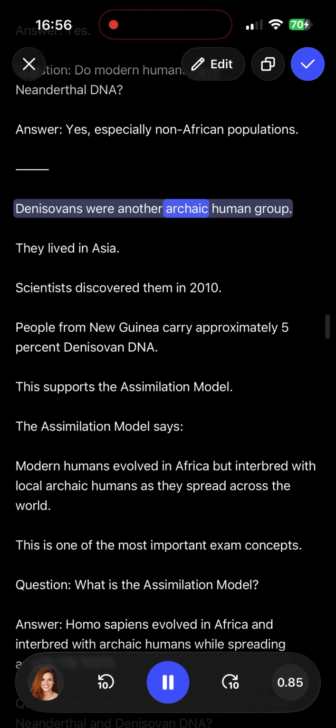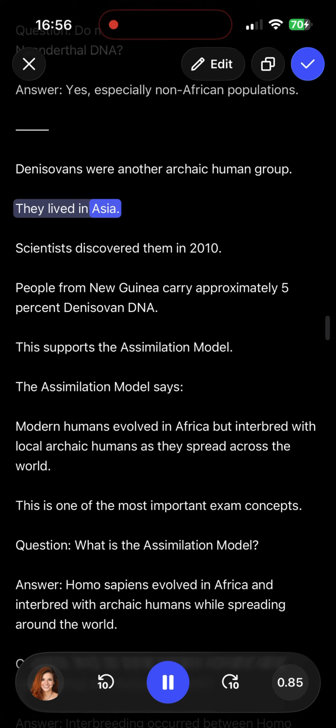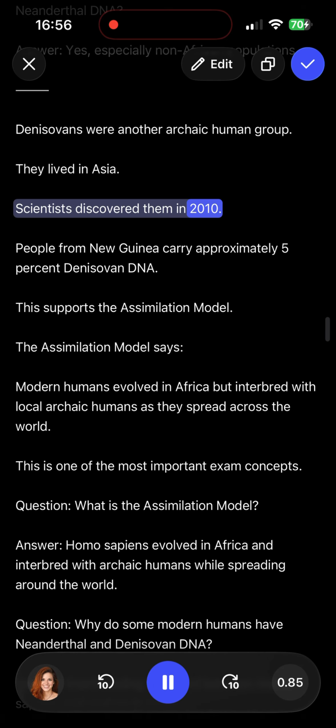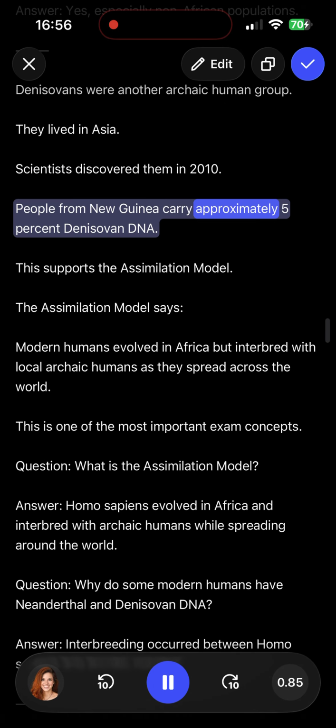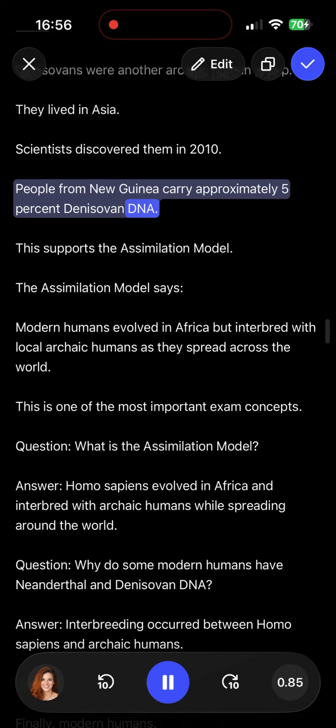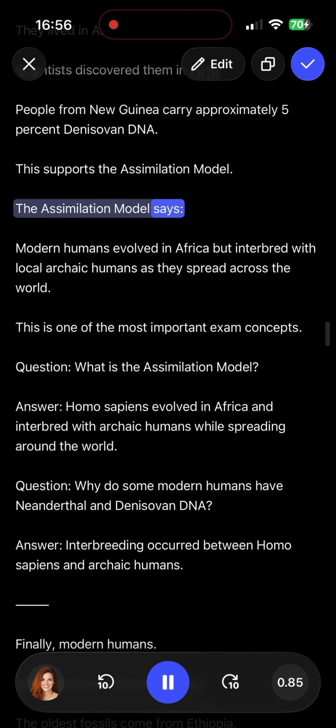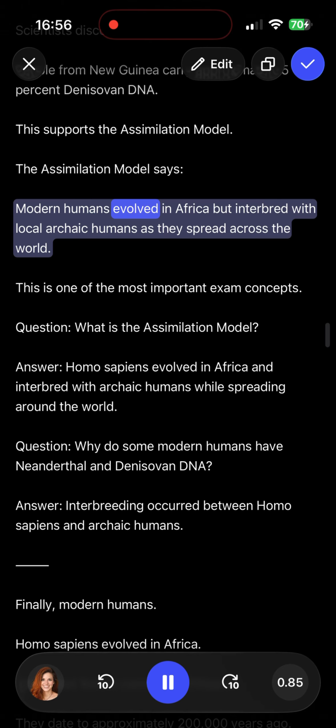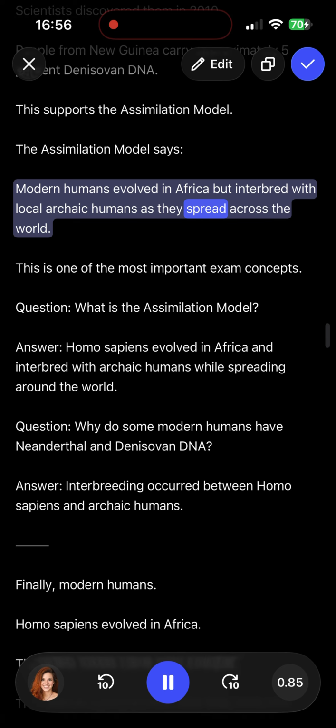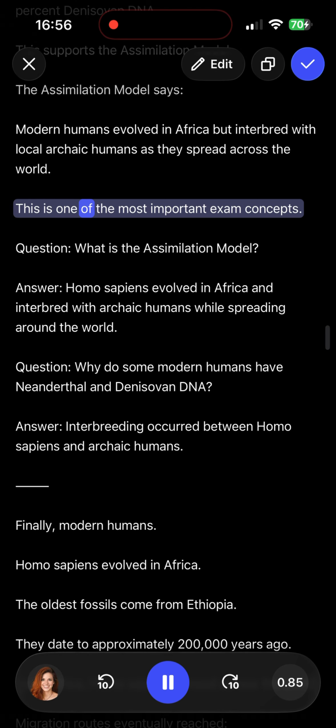Denisovans were another archaic human group. They lived in Asia. Scientists discovered them in 2010. People from New Guinea carry approximately 5% Denisovan DNA. This supports the assimilation model. The assimilation model says modern humans evolved in Africa but interbred with local archaic humans as they spread across the world. This is one of the most important exam concepts.